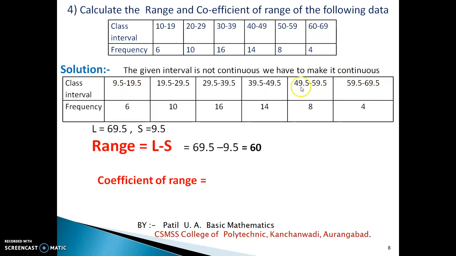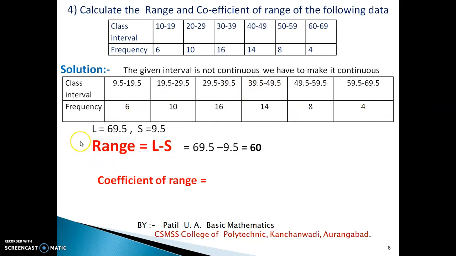Now see, these classes are continuous. Why are they called continuous? Because the first interval ends at 19.5 and the next interval starts from 19.5. Then 29.5, the next interval starts from 29.5. 39.5, the next interval starts from 39.5. That's why it is called a continuous interval.